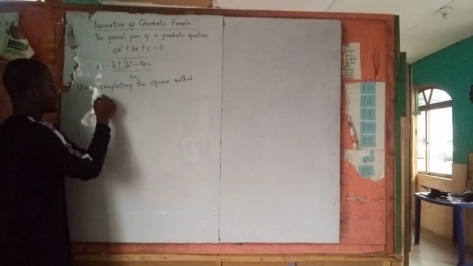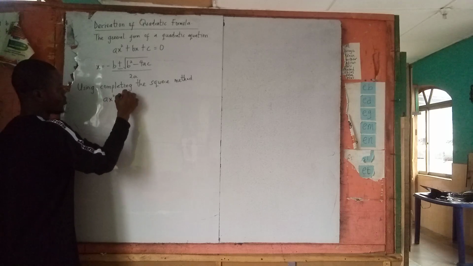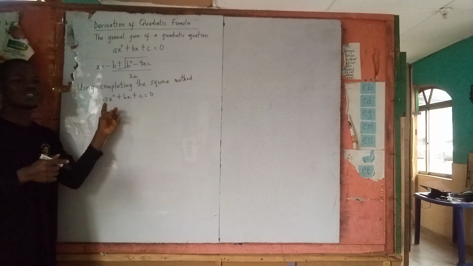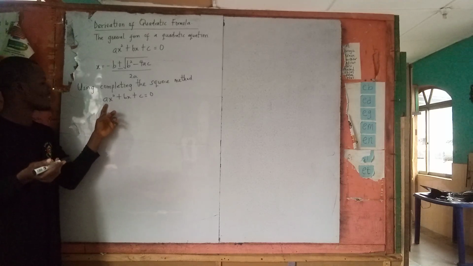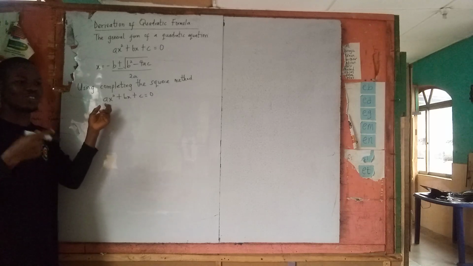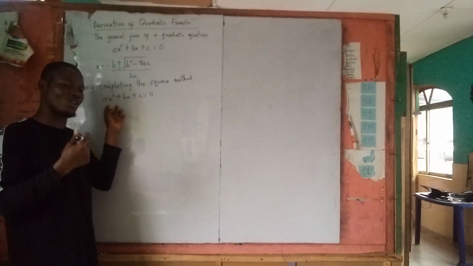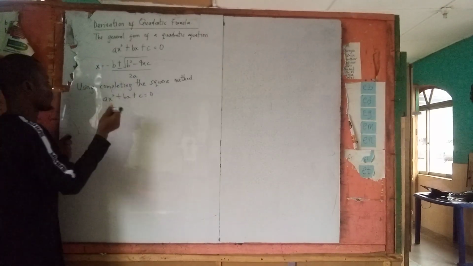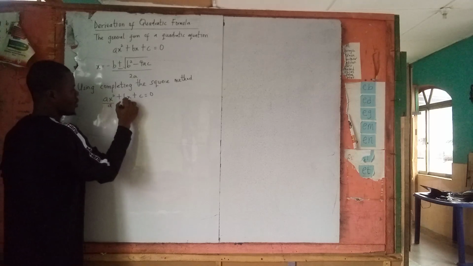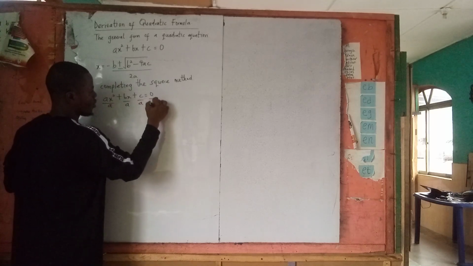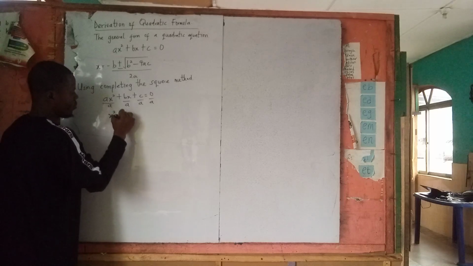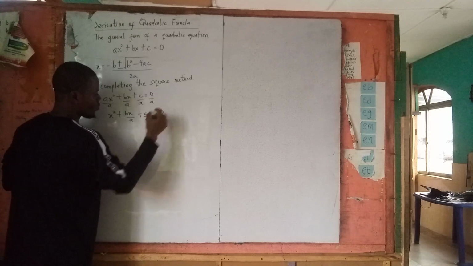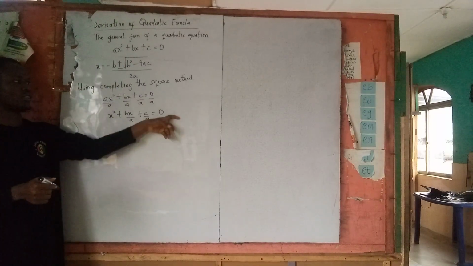So in this case we have ax squared plus bx plus c is equal to 0. Here a is not 1. It's not a number, it's a letter. Since it's not 1, the coefficient of x squared is a, so we are going to divide through by a. Dividing through by a, what do you have? You have x squared plus bx over a plus c over a is equal to 0.